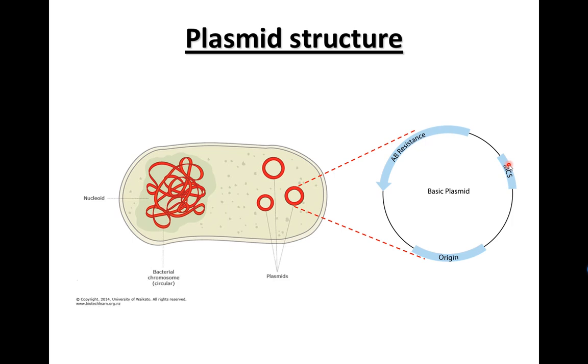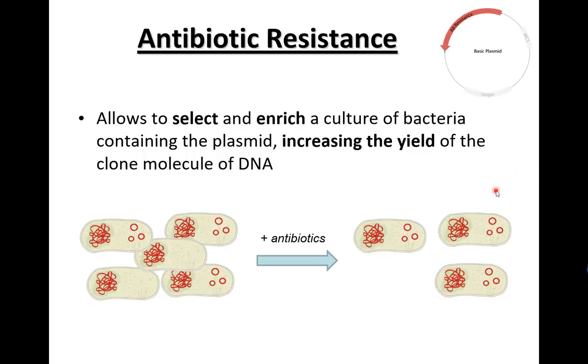So these are normally found in bacteria. Again, they replicate independently from the chromosome. They have their own independent origin of replication. They carry marker genes, particularly antibiotic resistance genes here, and then they have regions where you can insert different foreign molecules, which is the multiple cloning site, which has a lot of restriction sites.